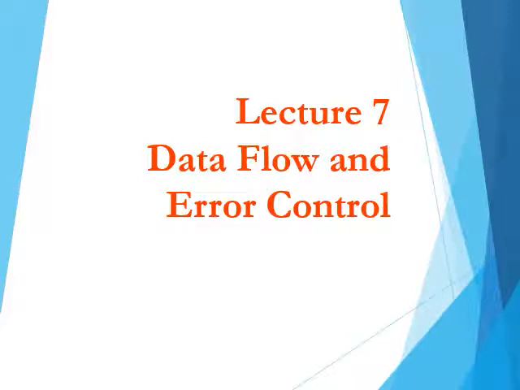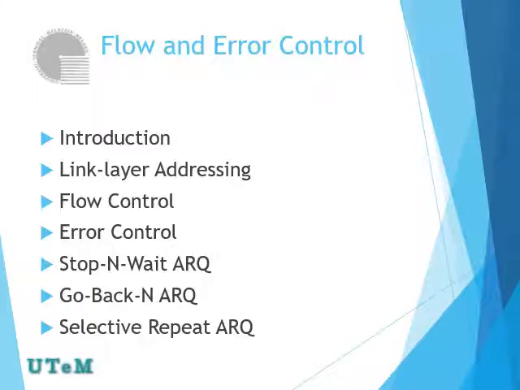So today I'm going to explain about data flow and error control. In this chapter, I'm going to give a brief introduction of data flow and error control: link layer addressing, flow control, error control. And then the techniques in data flow control. So we have stop and wait, go back N ARQ, and selective repeat. These are the techniques for automatic repeat request, ARQ.